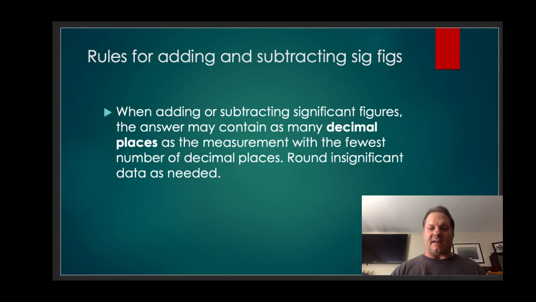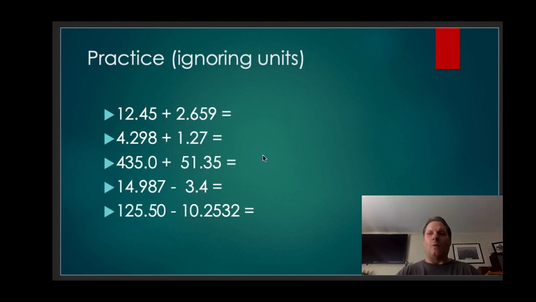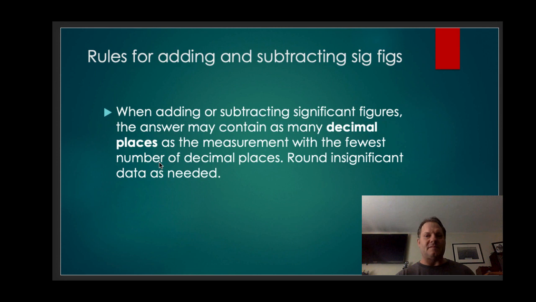So let's take a look at a couple examples here. What you need to do is actually just pull out your calculator and go ahead and practice these, okay? So what I know before I actually do the work here is that because this is addition, this is addition, this is addition, subtraction, subtraction, I'm going to be using this set of rules. The answer can contain only as many decimal places as the measurement with the fewest number of decimal places.